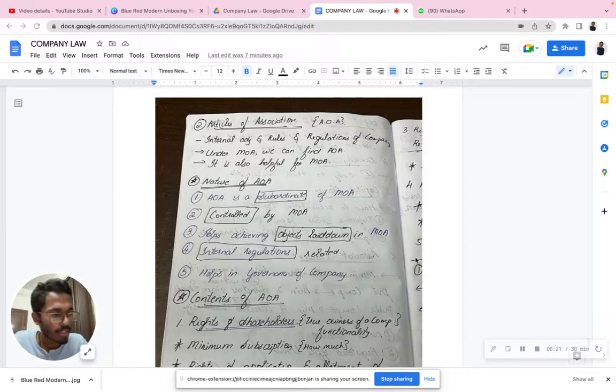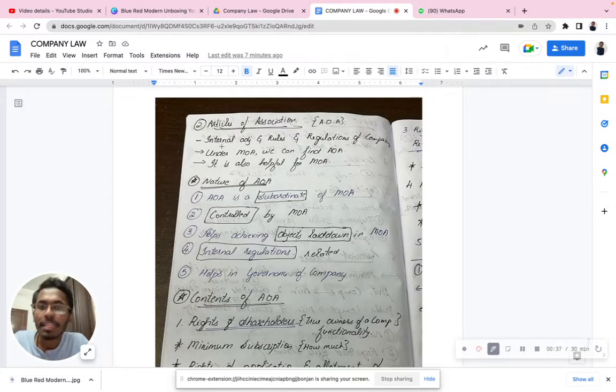That is called Articles of Association, and this comes under Section 2, Subclause 2. Okay. Section 2, Subclause 2. I have not mentioned it over there, but for the time being, you can write it down. Okay. Now, what is the meaning of articles of association?